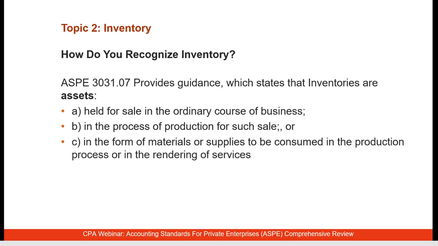How do you recognize revenue? So ASPE 3031.07 provides guidance which states that inventories are assets held for sale in the ordinary course of business, in the process of production for sale, or in the form of materials or supplies to be consumed in the production process or in the rendering of services. Again, it's actually really important for you to think about.